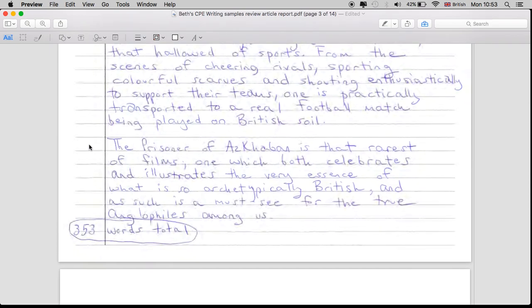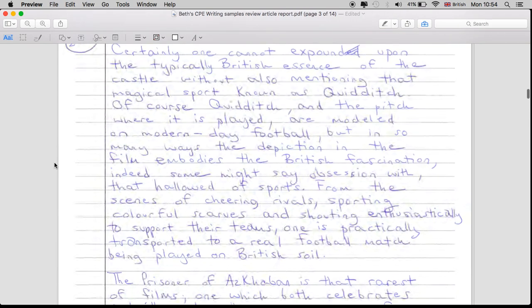"The Prisoner of Azkaban is that rarest of films, one which both celebrates and illustrates the very essence of what is so archetypically British, and as such is a must-see for the true Anglophiles among us." So again, we're writing about film. You could write about something that's archetypical. Here I've used an adverb, archetypically British. The essence, it's a must-see. These are nice words for a review.